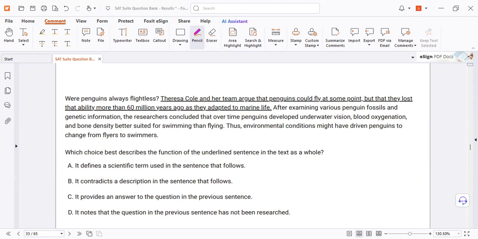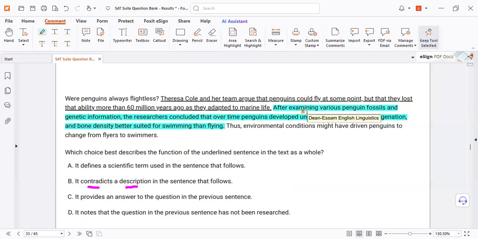Okay, the answer is B. You think it's letter B, but it's not letter B. Why? Because we follow the rules. You said B contradicts a description in the sentence that follows. So go to the following sentence. What is the following sentence? This part.